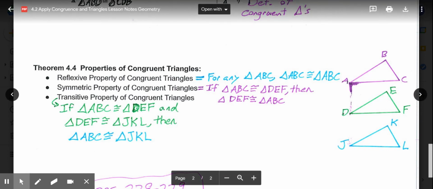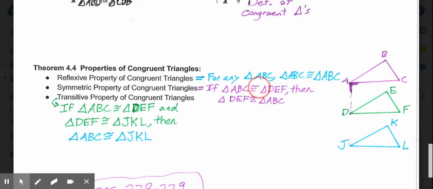Then we have the symmetric property of congruent triangles. So we're looking at these 3 triangles as our example. It says if triangle ABC is congruent to triangle DEF, then we can flip that order and say triangle DEF is congruent to ABC.